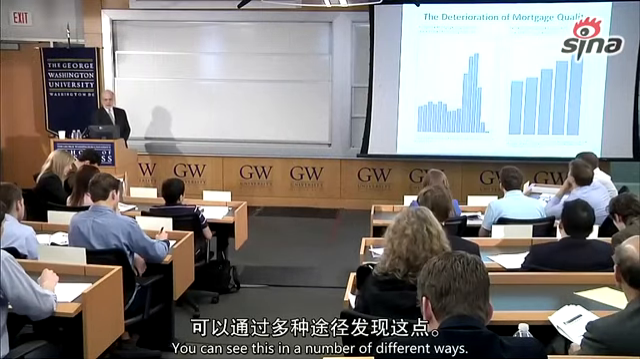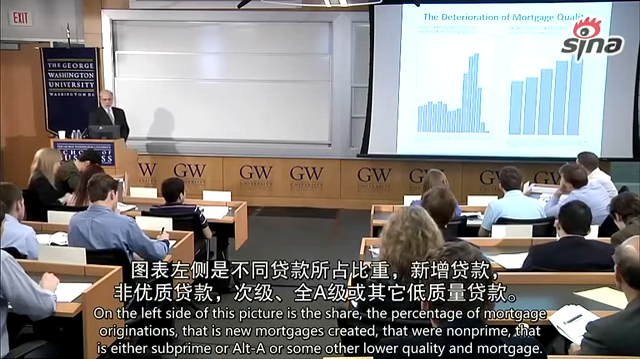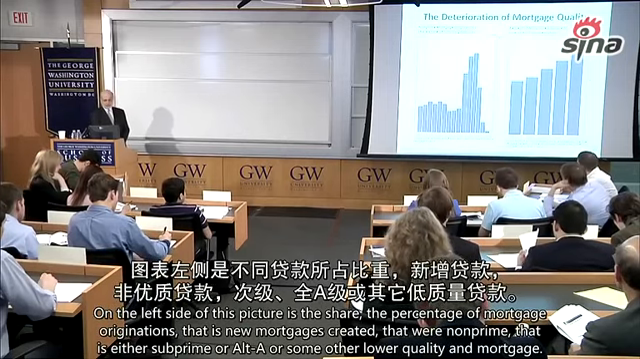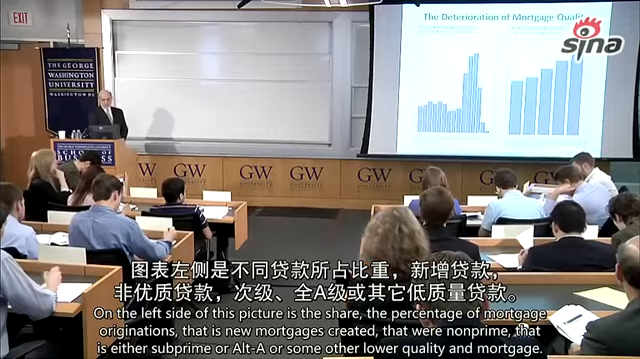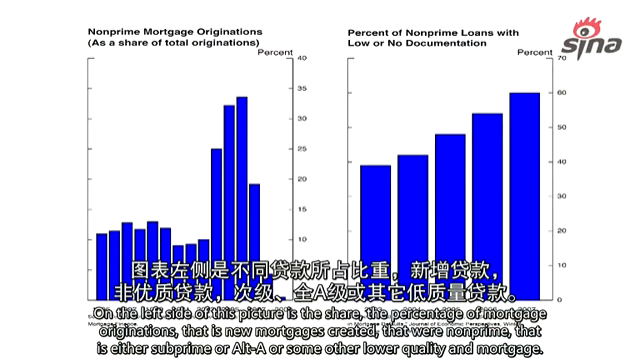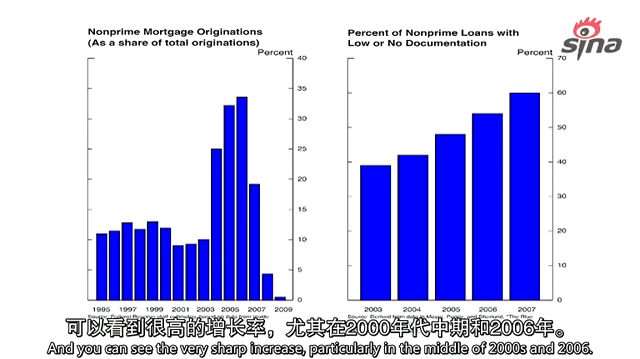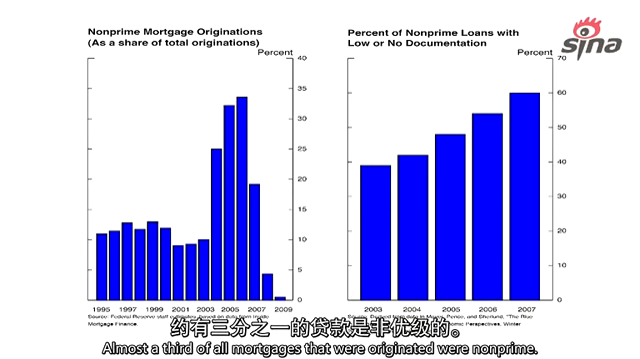You can see this in a number of different ways. On the left side of this picture is the percentage of mortgage originations, that is, new mortgages created, that were non-prime, that is, either subprime or Alt-A or some other lower quality mortgage. And you can see the very sharp increase, particularly in the middle of the 2000s. In 2006, almost a third of all mortgages that were originated were non-prime.